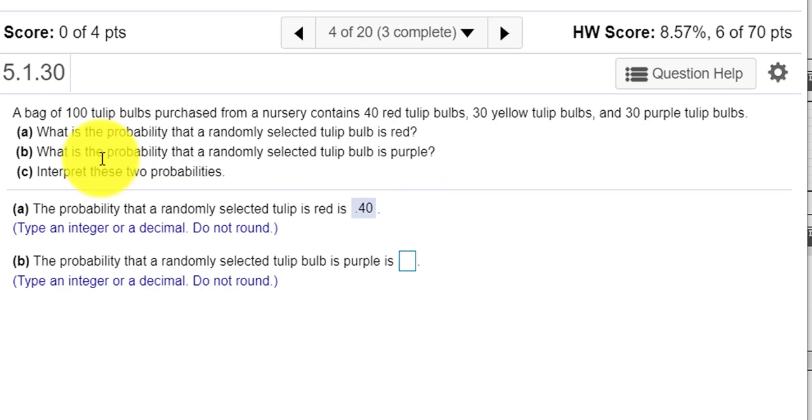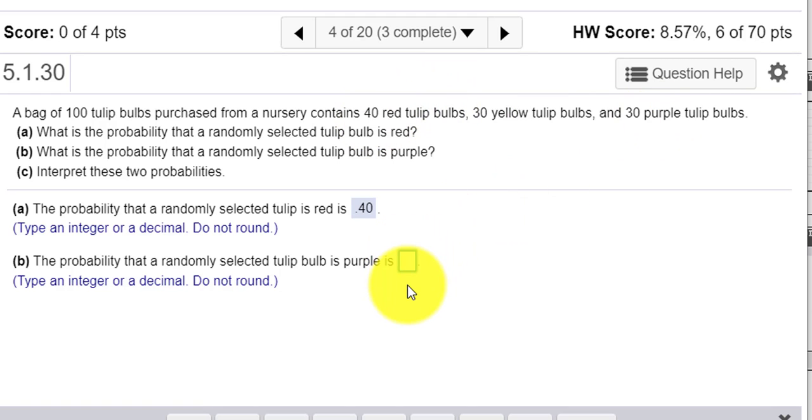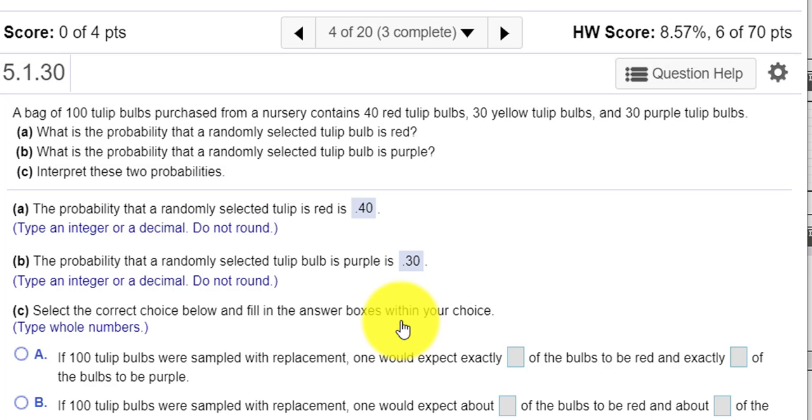Then the probability that the selected tulip is purple. There's 30 purple. So again, that's 30 out of 100, right? We add up all our values, 30 plus 30 plus 40, which is 100. 30% or 30 out of 100 would be 0.30. I check answer, we get the good job.